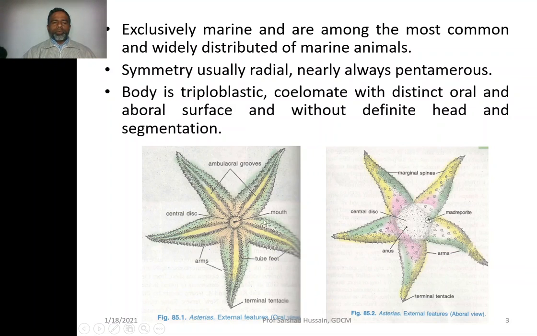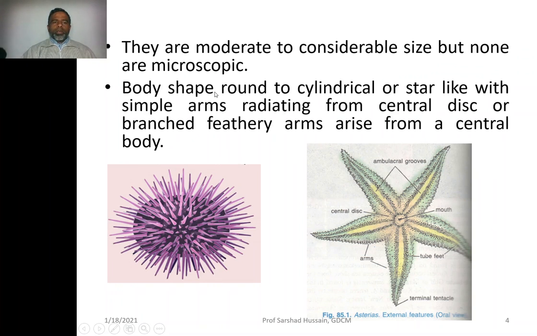Like in this picture, you can see the surface bearing the mouth is called the oral surface. The surface bearing the anus is called the aboral surface. So, the surface opposite to the oral is the aboral surface. They are of moderate to considerable size, but none is microscopic. Body shape is either round to cylindrical, or star-shaped with arms radiating from the central disc. This is the central disc.